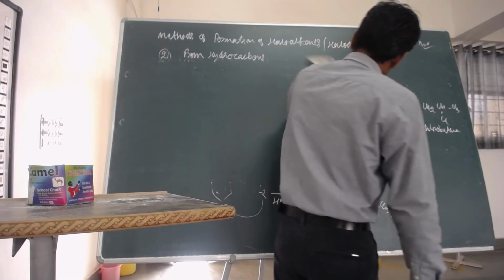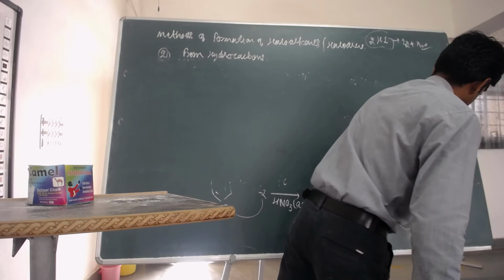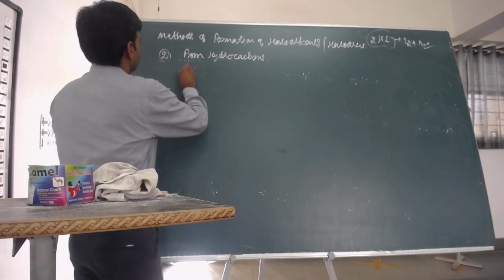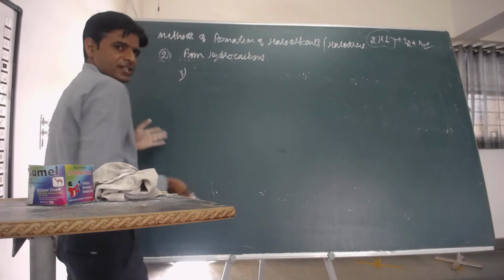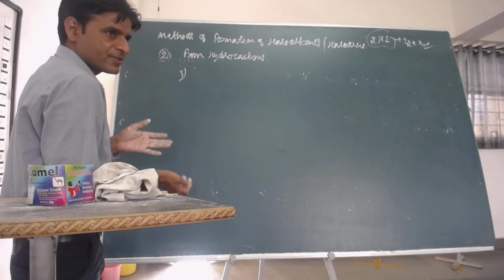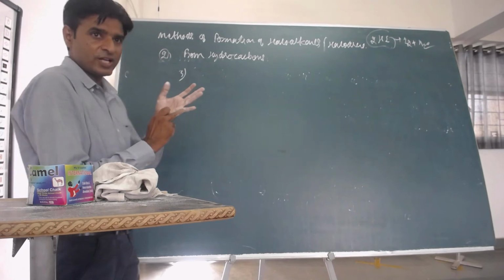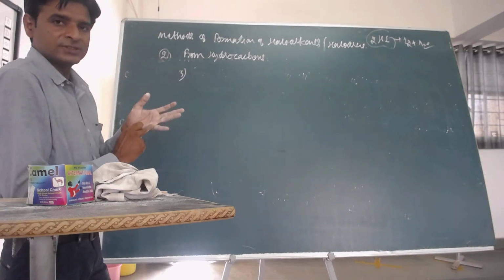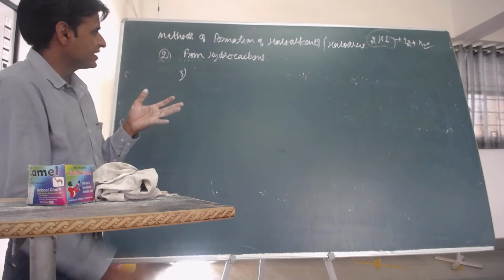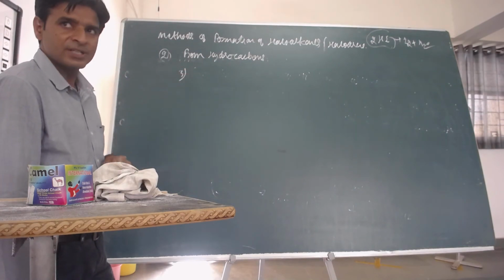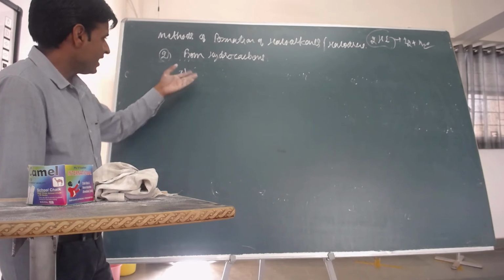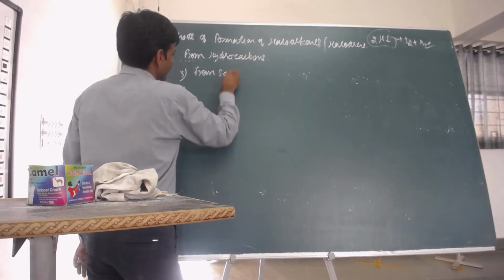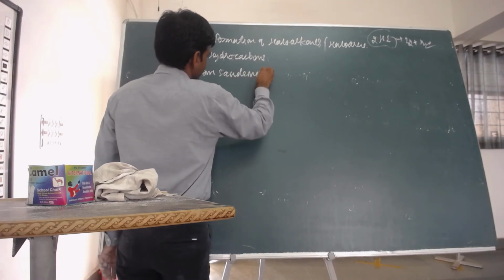is by the Sandmeyer reaction. The Sandmeyer reaction is a very important reaction. This is classified under hydrocarbons. So how can you obtain haloalkanes or haloarenes from hydrocarbons? From halogenation or free radical substitution of hydrocarbons, from electrophilic substitution reaction, and third one is from the Sandmeyer reaction.